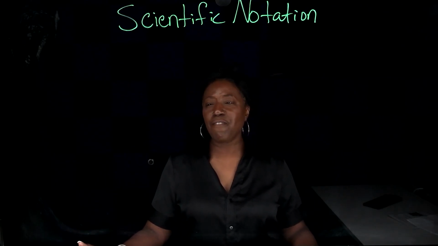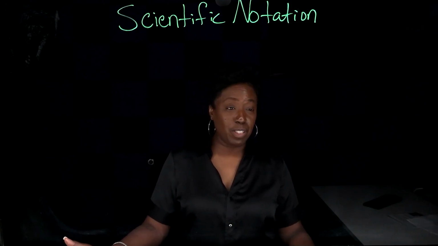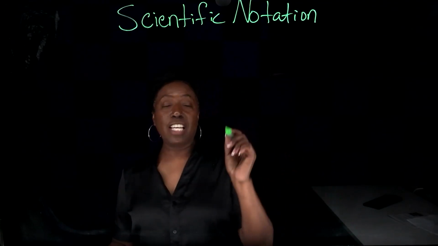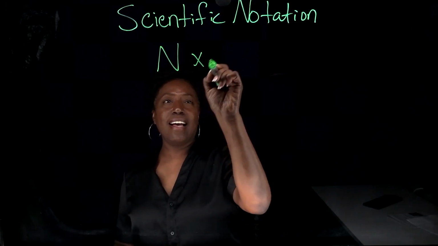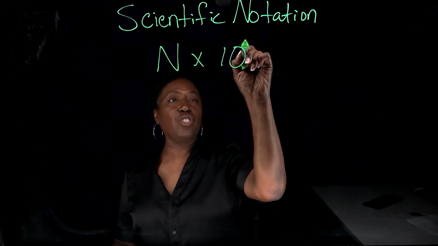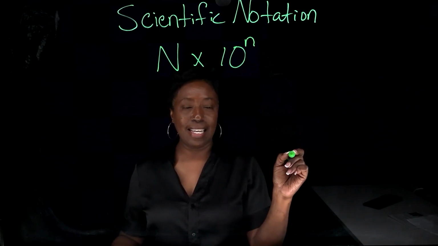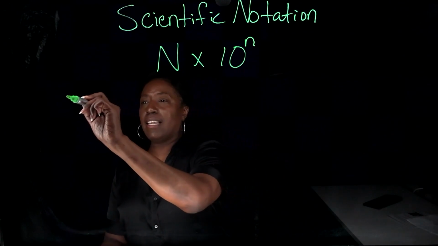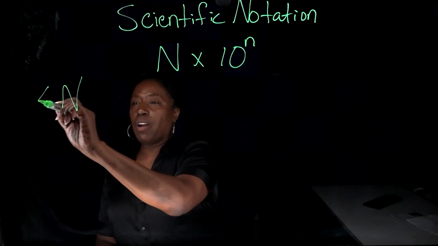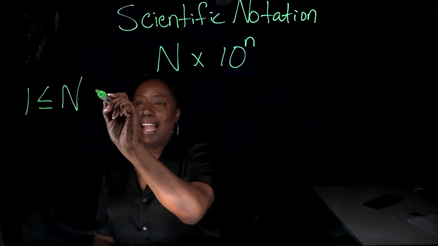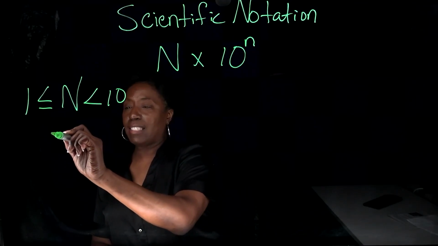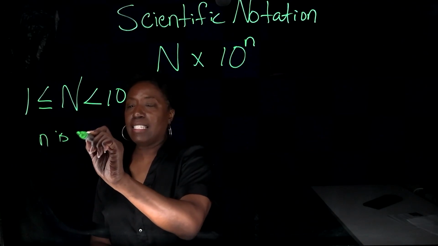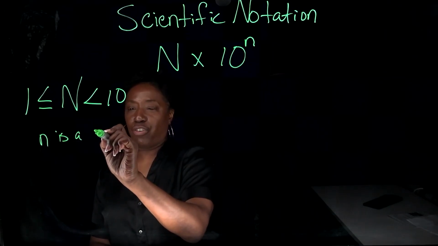Scientific notation is a short version of writing very large numbers or very small numbers. Scientific notation in standard form is written as N times 10 raised to a power of lowercase n. Our capital N has to be greater than or equal to 1 and less than 10. Our lowercase n is an integer.